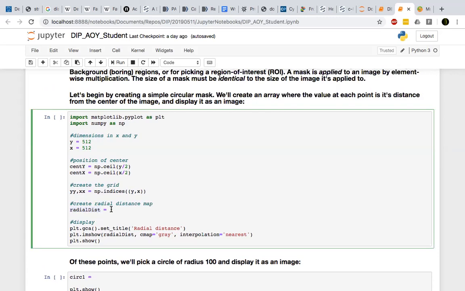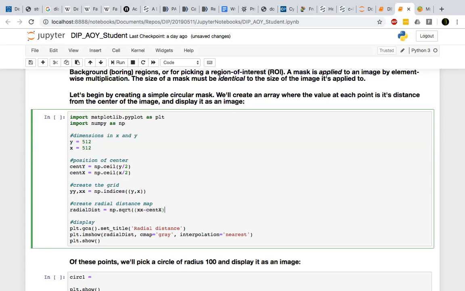Okay, so how do we make something that is just the distance of every point from one center point? I already defined the center points, center y and center x, and I have these positions yy and xx, which are just every pixel gets its own value. So radial distance, we know it's a square root. So np.sqrt of what? It's going to be xx minus center x, and this whole thing we're going to need to square.